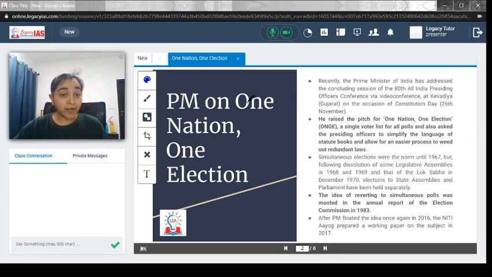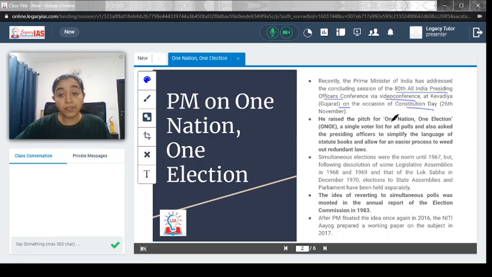So, the Prime Minister talked about One Nation, One Election recently while addressing the 80th All India Presiding Officers Conference via video conference at Kevadia, Gujarat, on the occasion of Constitution Day. We know that 26th November was the day when the Constitution was signed and adopted, and that day is celebrated as Constitution Day. So on the same day, the Prime Minister asked for the picture of one nation, one election.